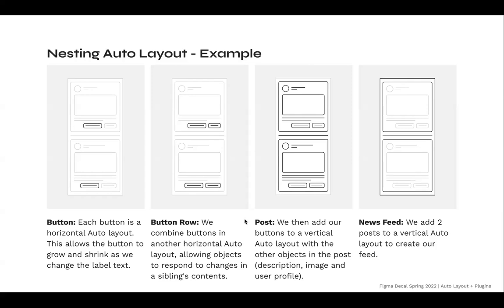Button row, so we can combine buttons in another horizontal auto layout and allow objects to respond to changes in a sibling's content. A post, we then add our buttons to a vertical auto layout with the other objects in the post. And the news feed, we can add two posts to a vertical auto layout to create our feed. So all these things are being nested into each other, as you can see.